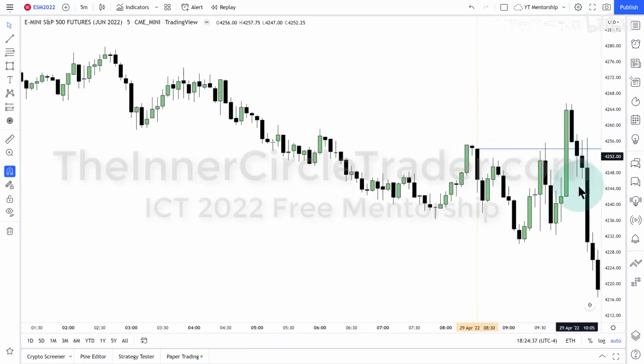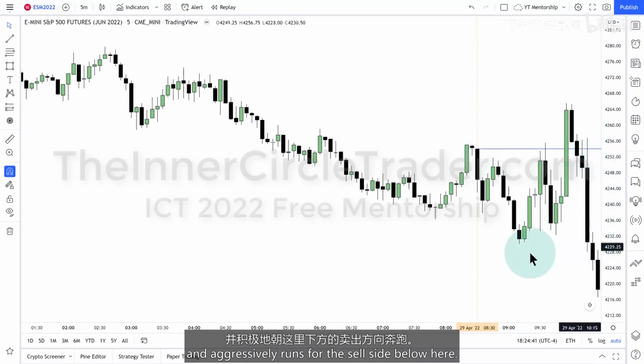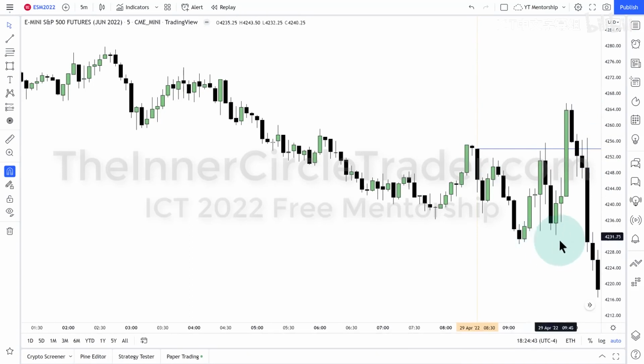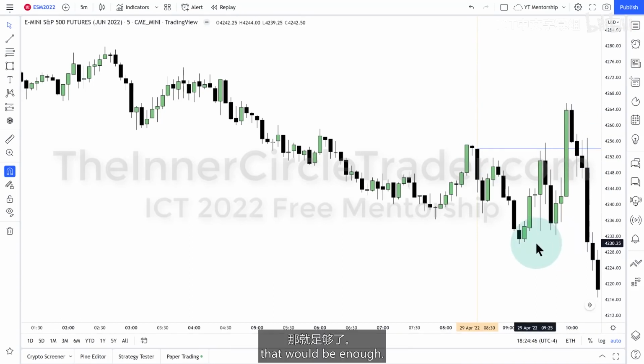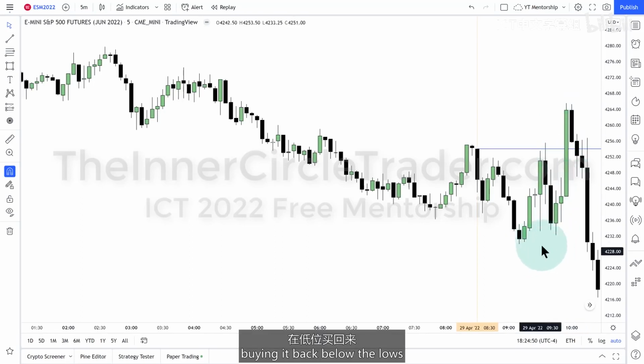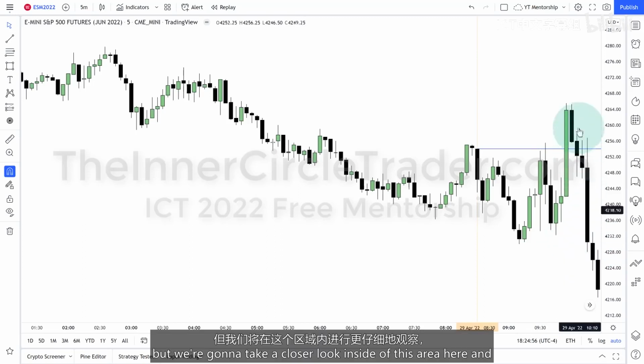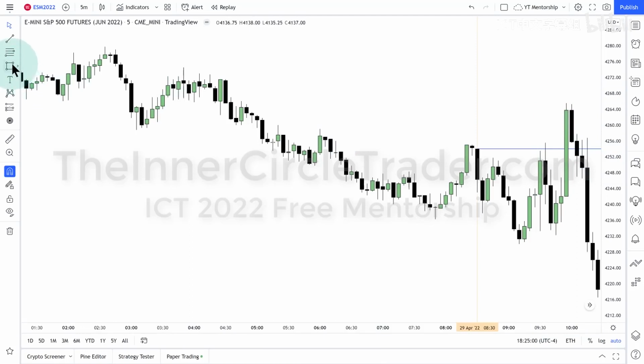Then it breaks down, comes one more time back above the opening price, and then gives up the ghost and aggressively runs for the sell side below here. Now, for some of you, that would be enough. Getting short up here, buying it back below the lows, and being done and walking away. There's nothing wrong with that if that's your model. But we're going to take a closer look inside of this area here and see what we see.